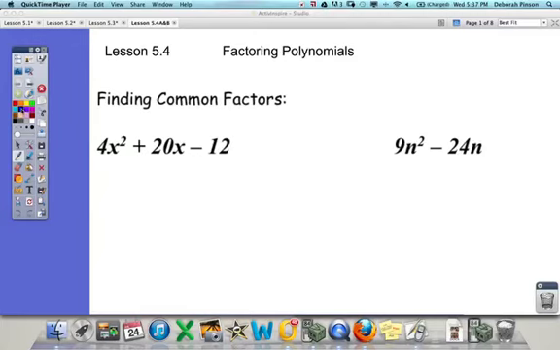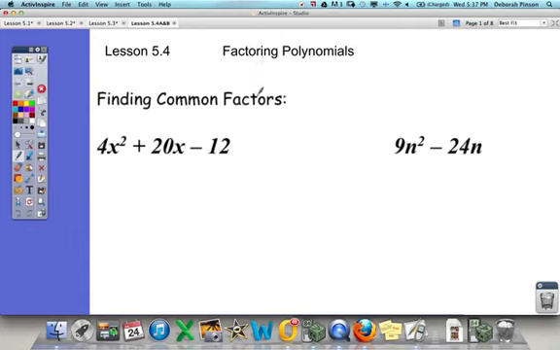So here today we're going to look at factoring polynomials. Some of this you will remember from Algebra 1 and geometry. Arguably, this is one of the most important concepts you will come across. As long as you are in a math class, you will not get away from factoring.